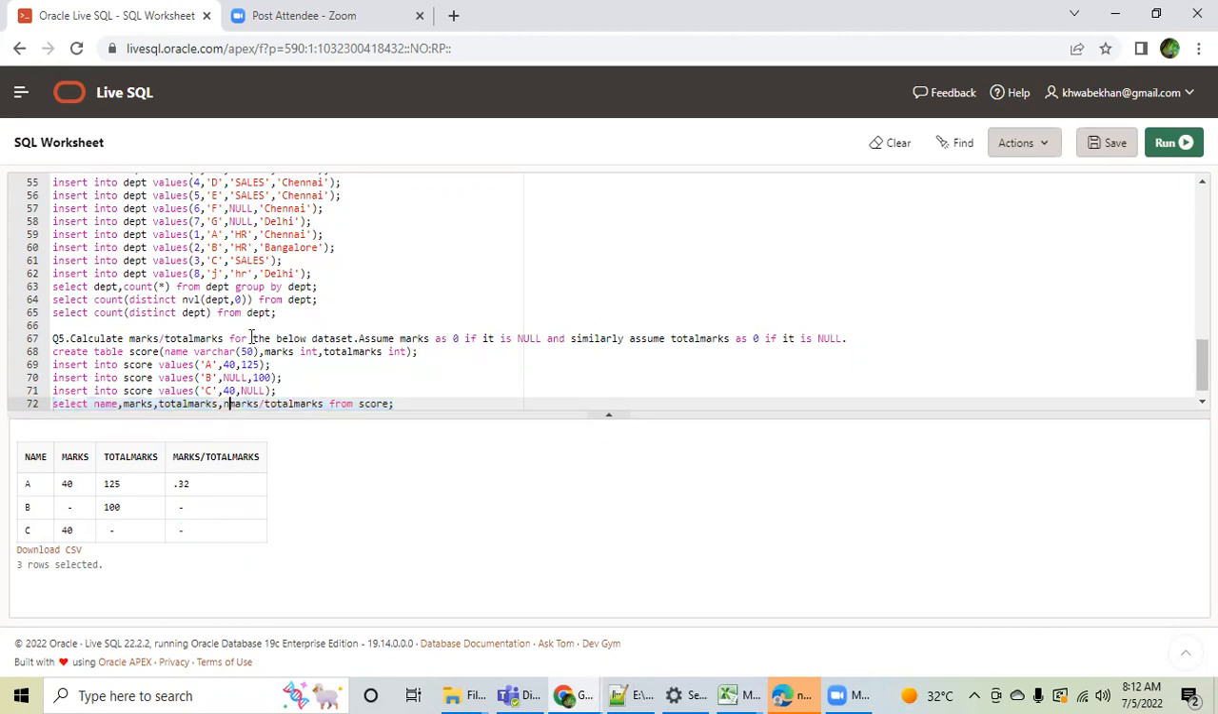So what you will do here is write NVL(marks, 0). So you are telling that if marks is null, consider it as 0. Now if I execute this, you are getting 0 here. Correct? Is it clear? Now you can ask a question: Tanvir, what is the difference?